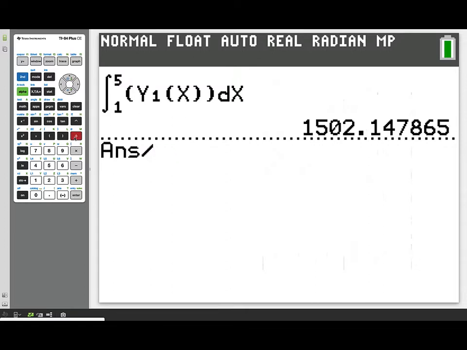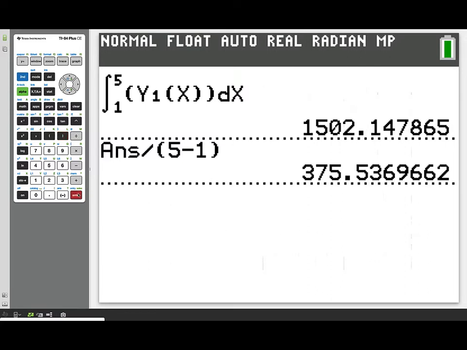However, in part B, we are asked for the average number of vehicles arriving at the toll plaza over that same interval. So we do want that integral value. We're going to divide it by the length of the interval, or 5 minus 1, and that will give us the average value of A of t over that time interval.